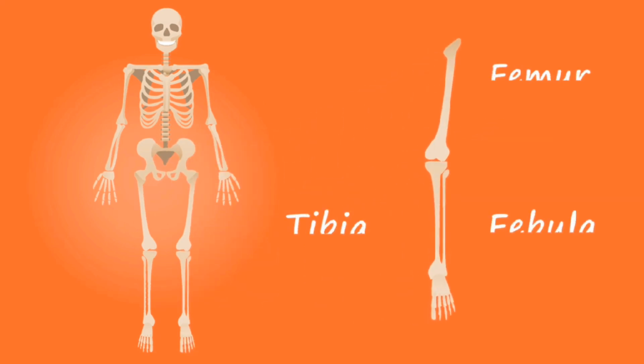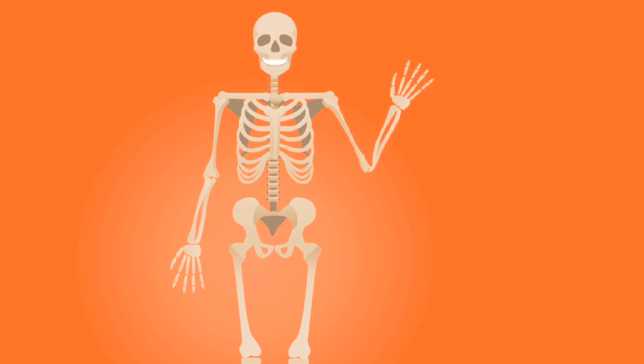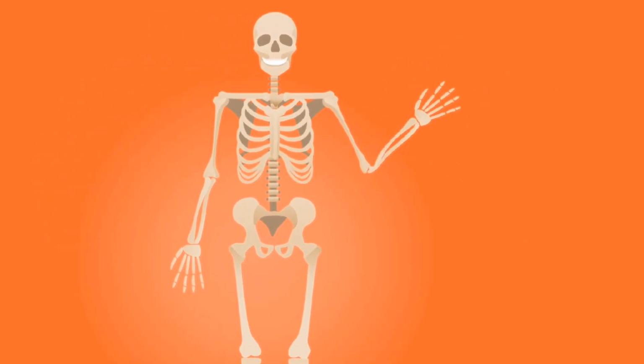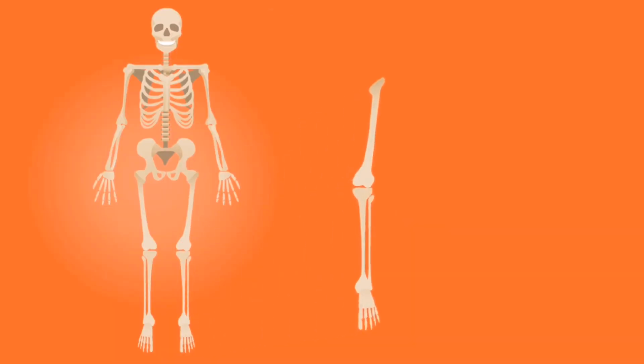Tibia, femur, fibula. The lower leg is comprised of 2 bones, the tibia and the smaller fibula. The thigh bone, or femur, is the large upper leg bone that connects the lower leg bones, knee joint, to the pelvic bone, hip joint.